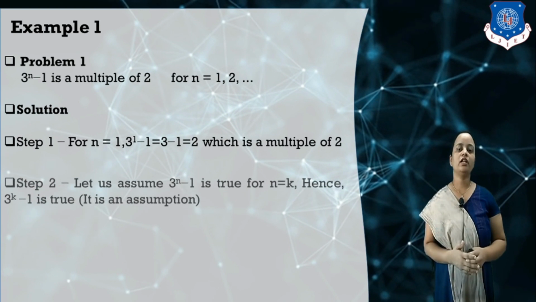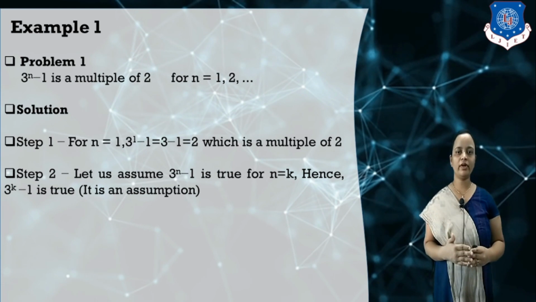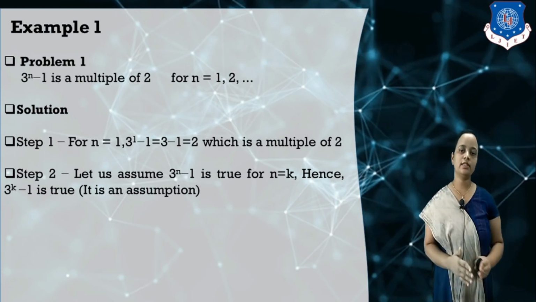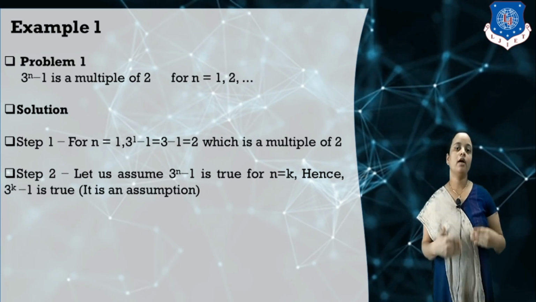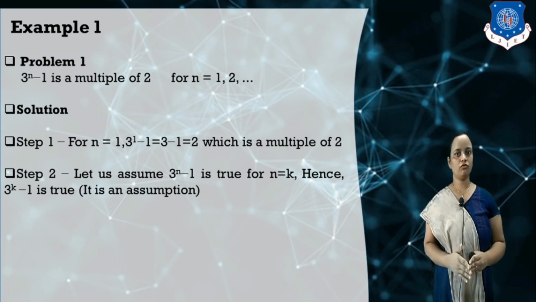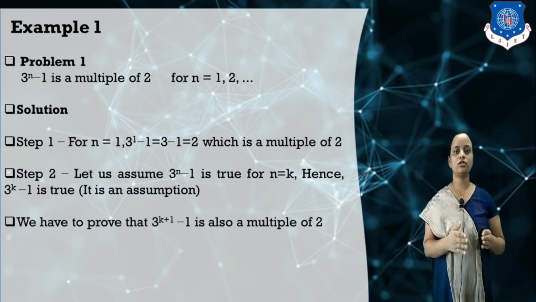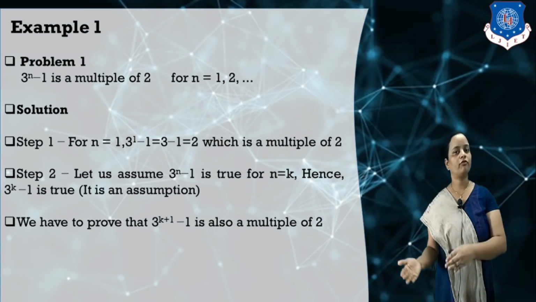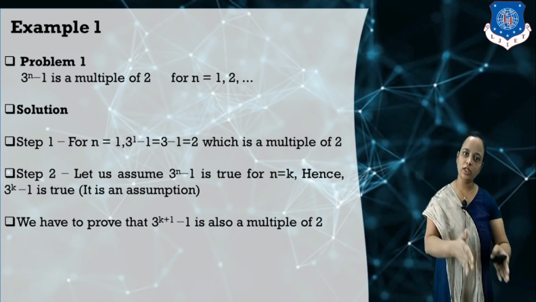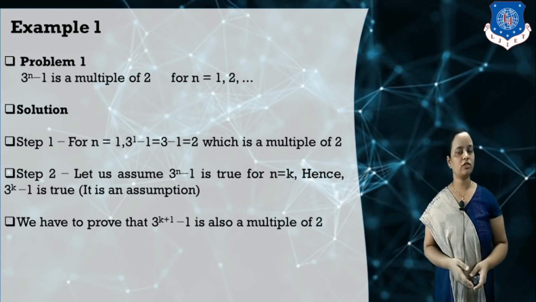Now we need to prove the statement for the n plus 1 iteration. Before going to the n plus 1 iteration, in this step we make what is called the inductive hypothesis. We assume that the statement is true for n equal to k. So when n is replaced by k, we assume that 3 raised to k minus 1 is a multiple of 2. By using this statement, we prove the statement for n equal to k plus 1.